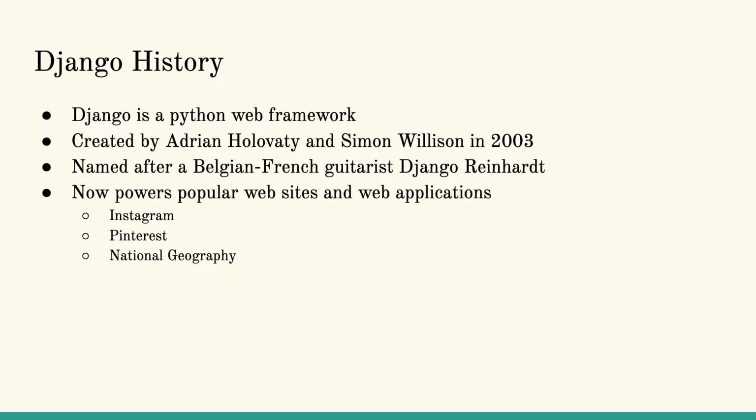Willison in 2003, when they were working at another company. And Django is a Python-based web framework, obviously, and it was named after a Belgian French guitarist, namely Django Reinhardt. Now it powers popular websites and web applications, and you don't need any introduction to Instagram, Pinterest, and National Geographic. These are very popular websites and web applications that people use day to day, and they are powered by the Django Python web framework.